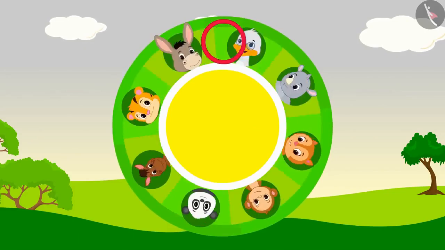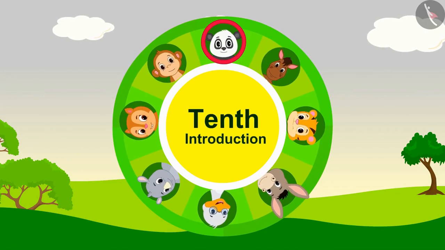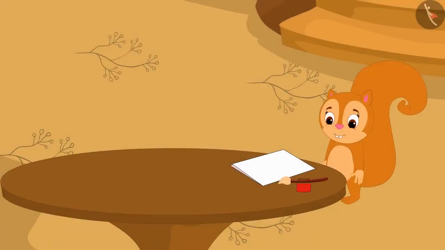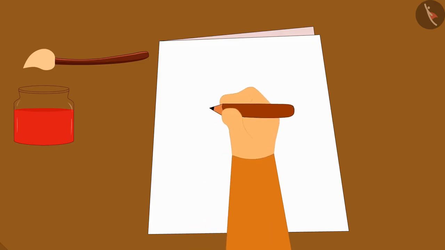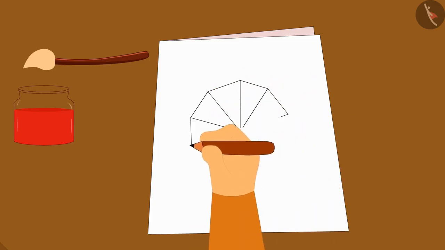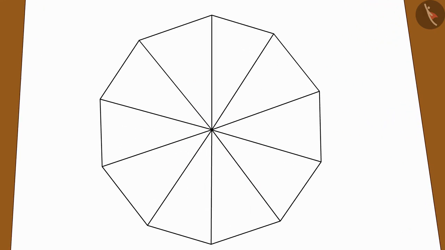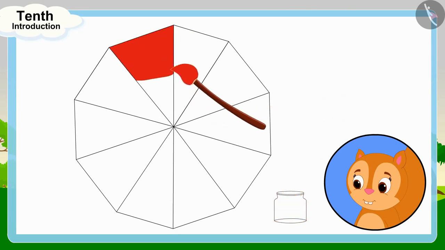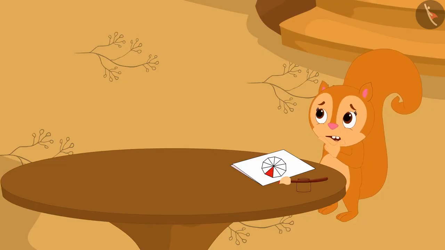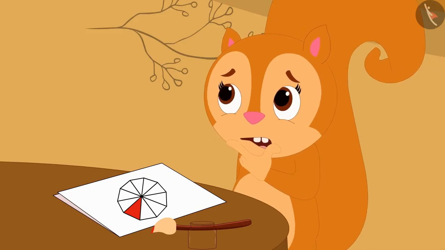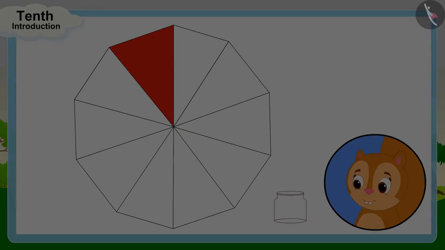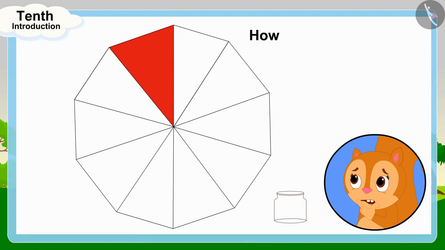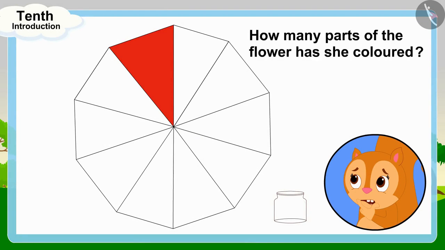In this video, we will learn about what is a tenth. Chanda is making a greeting card for Babban. She has drawn such a flower on a paper by using 10 similar triangles. She started coloring the petals of the flower with red color. Oh no! I have only painted one petal so far and the color is over. Chanda thought nervously. Now Chanda is thinking, how many parts of the flower has she colored?